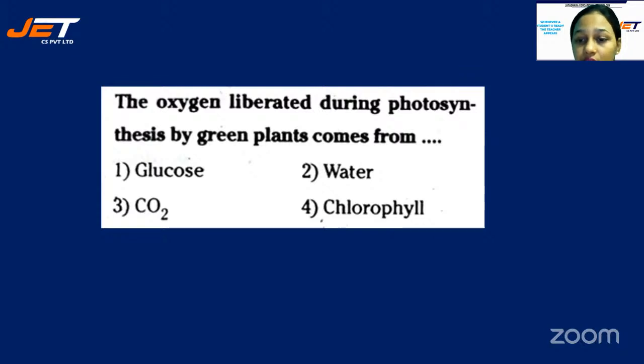Quick students, your time is running. Many of you are answering number 2, number 1, number 4, number 3. Let's check the correct answer. So the correct answer for this question is number 2, water. The oxygen liberated during photosynthesis comes from water. Those who have opted option 2, they are right.